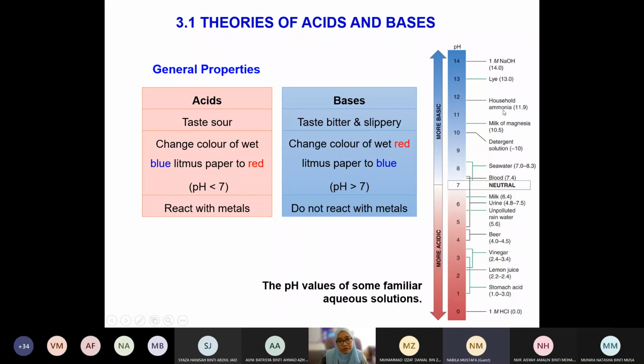Okay, household ammonia. So we've learned about Haber just now. Ammonia is basic. Okay, so sometimes the soil, tanah kita tu is acidic, so we need to neutralize the soil, ataupun we have to make it less acidic by adding fertilizers. So most of the time fertilizers are basic, because tanah tu dia akan jadi acidic. So one of the uses is to neutralize the acidic pH of soil.